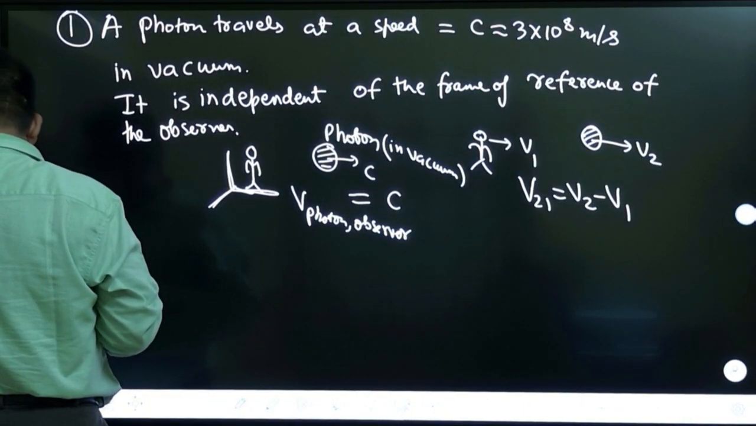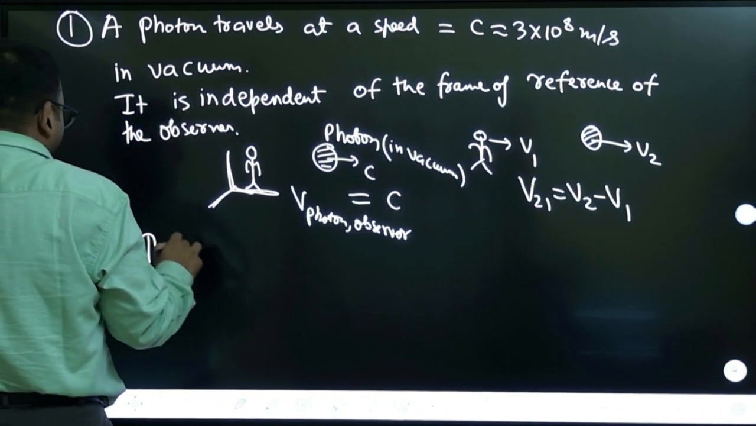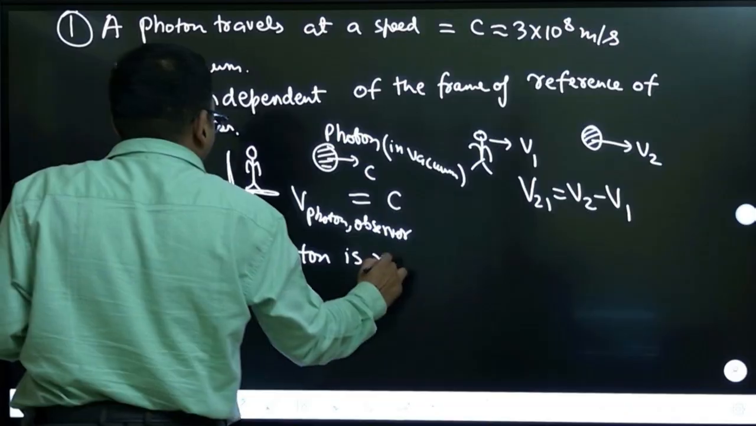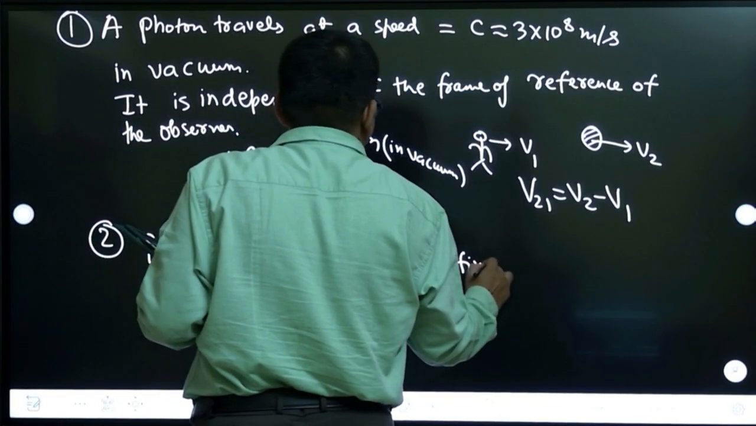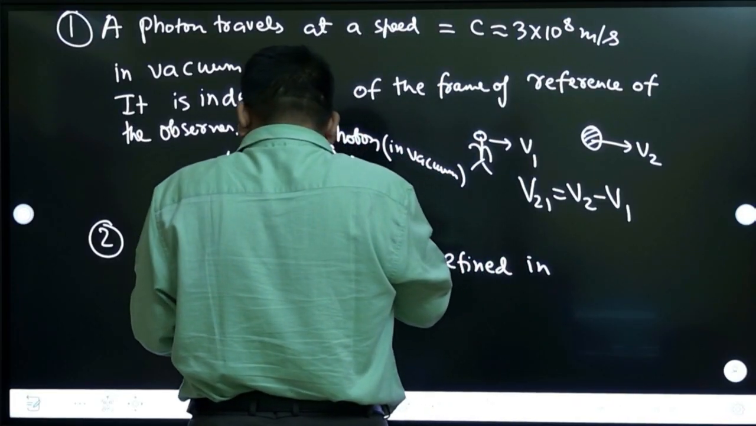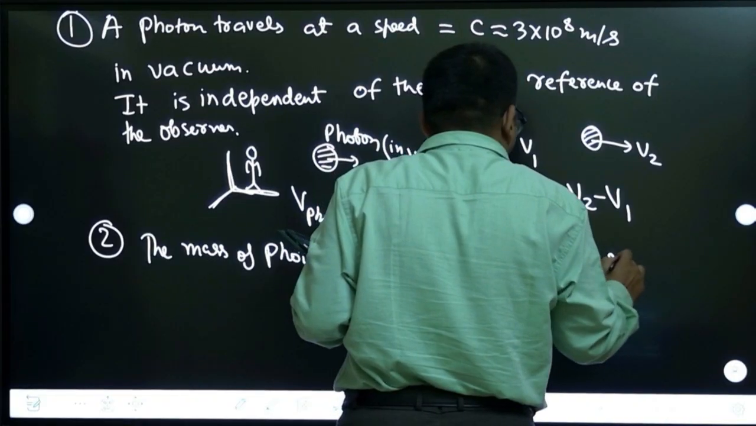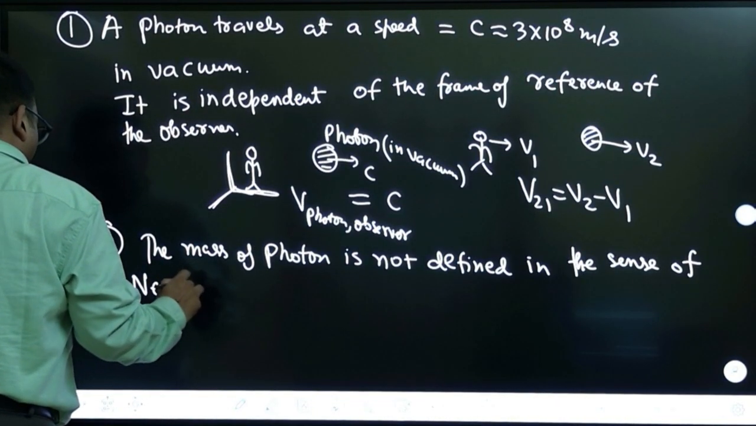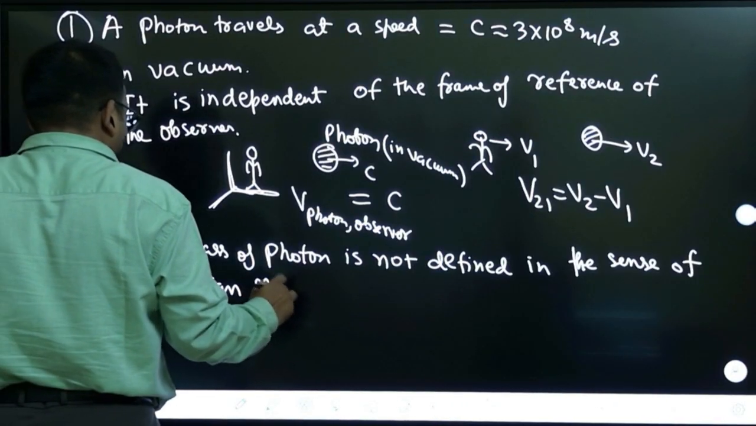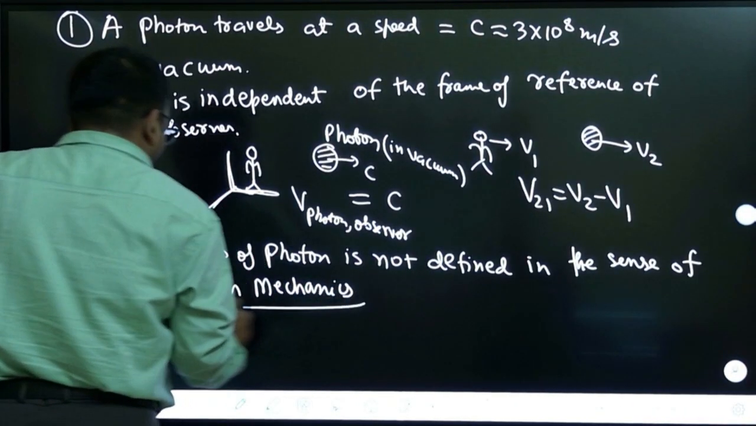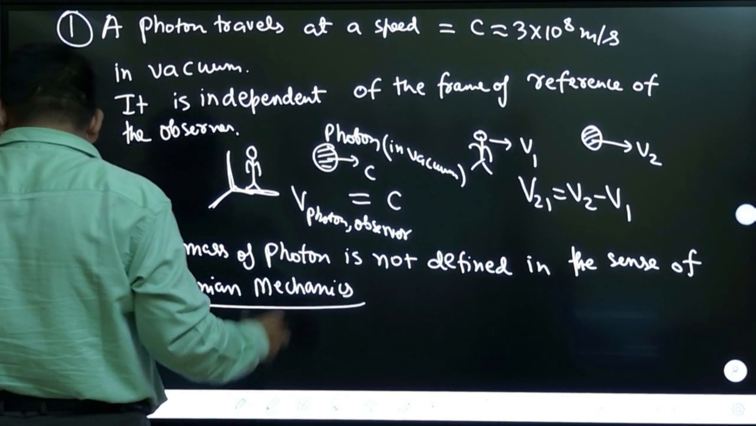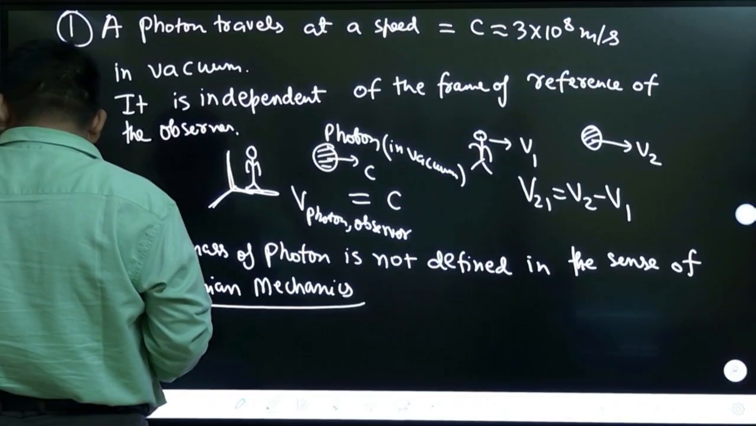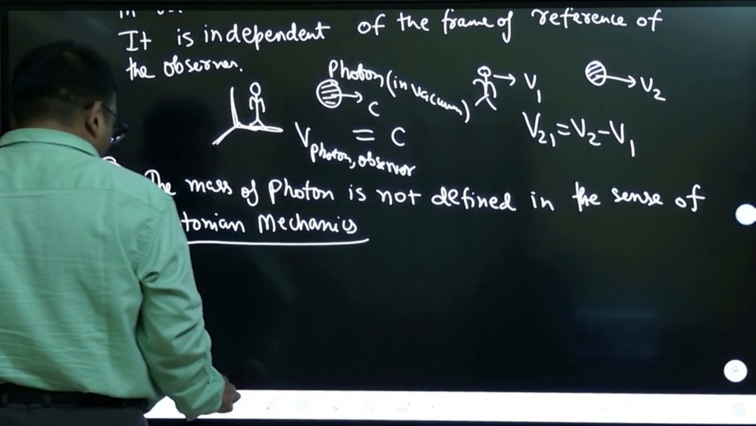Point number 2, the mass of photon is not defined, in the sense of Newtonian mechanics. As Newton has defined the mass of an object, it is not defined as an object mass. So we simply say that mass will not be defined.